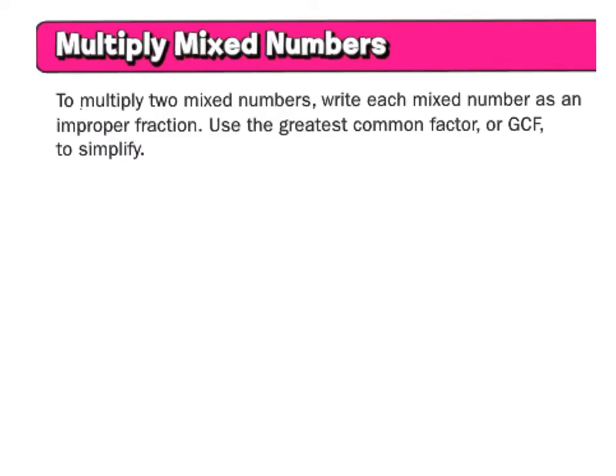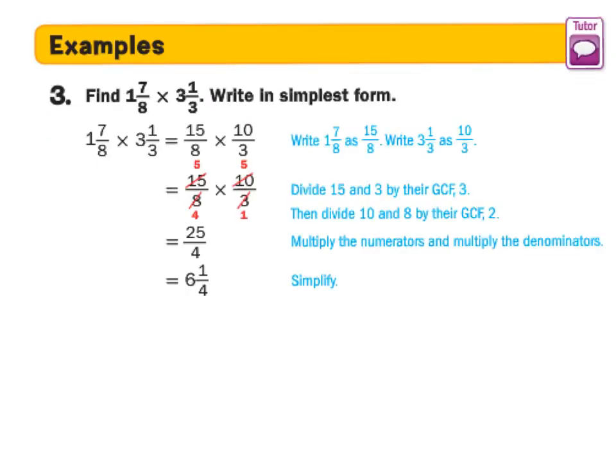Now we're going to go ahead and multiply two mixed numbers. And it's going to be the same procedure. We're going to write each mixed number as an improper fraction, and then we'll use the greatest common factor or multiply our factors so we can simplify ahead of time. So in this example, they took 1 7/8 times 3 1/3. So they went ahead and changed the 1 7/8 to 15/8. They did 1 times 8 is 8, plus 7 is 15 over 8.